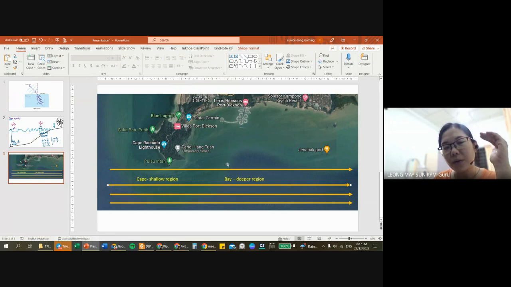Why? Because most of the wave has already converged towards the cape. That's why the cape's wave is much stronger. Because the amplitude is higher, the energy level will be higher as well.